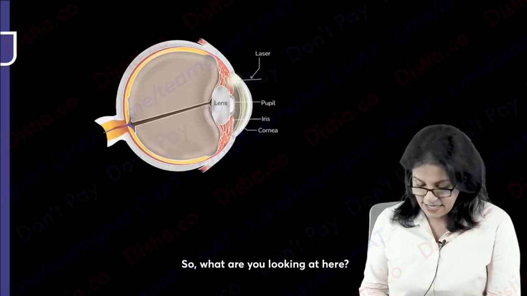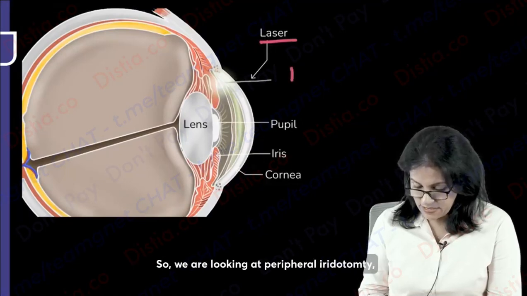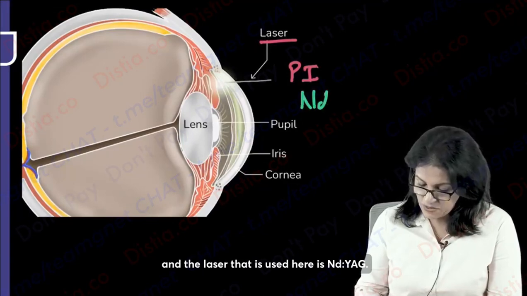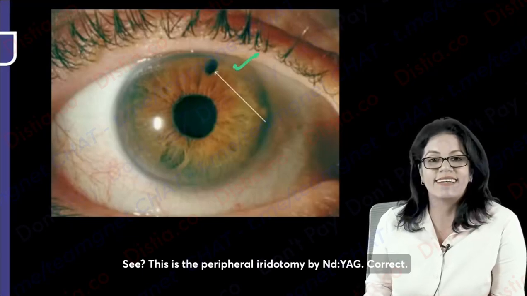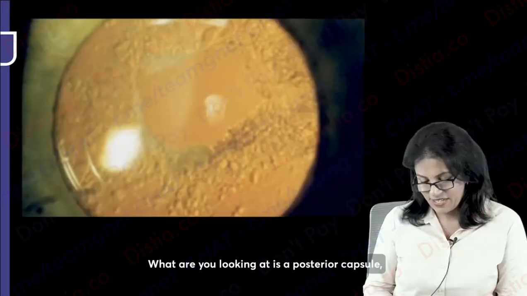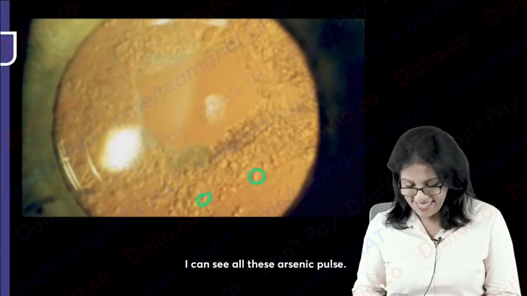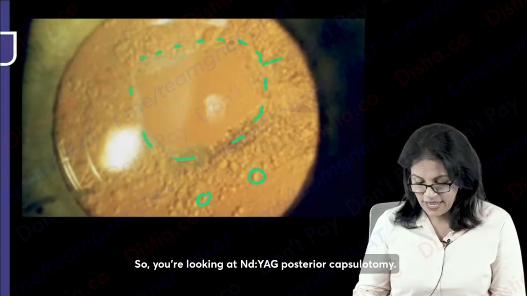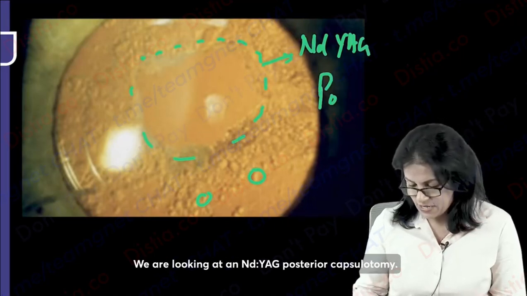So what are you looking at here? The laser is being applied on the peripheral iris. So we are looking at peripheral iridotomy, and the laser used here is Nd:YAG. Now look at this one. What you are looking at is an opacified posterior capsule. I can see all these Elschnig pearls. Here we have cut the central part through the Nd:YAG. So you are looking at Nd:YAG posterior capsulotomy.